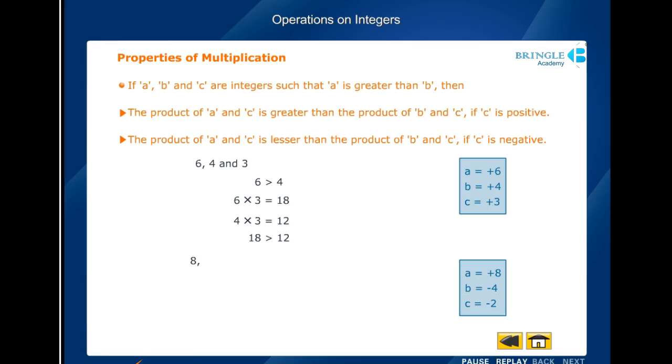Consider integers 8, minus 4 and minus 2. 8 is greater than minus 4. The product of 8 and minus 2 is equal to minus 16. The product of minus 4 and minus 2 is plus 8. Minus 16 is lesser than plus 8.